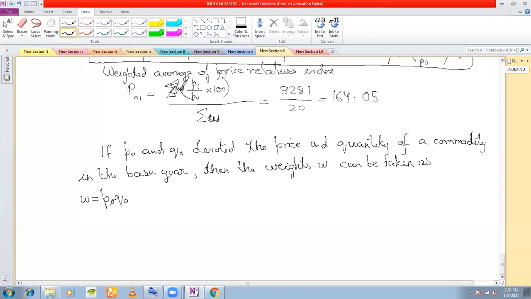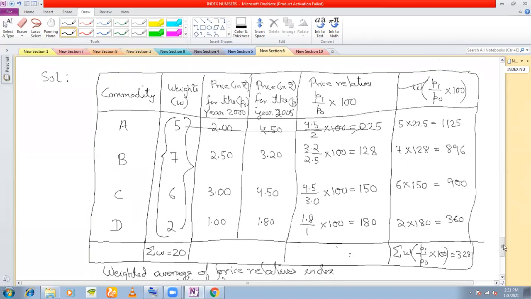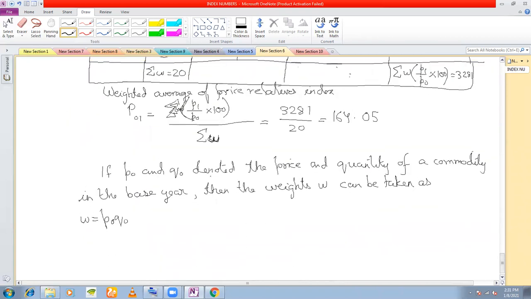If the weights are not given specifically, as in the last problem that we did, where the weights were given specifically, then only the base year is mentioned. And even if the base year is not mentioned, you will assume the base year to be a past year. So in this case, the weights were given. But suppose in a problem where weights are explicitly not given to you, then what will you consider the weights? Okay. So let us try one problem for this type of formula.